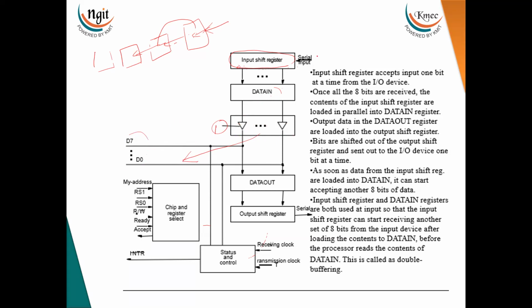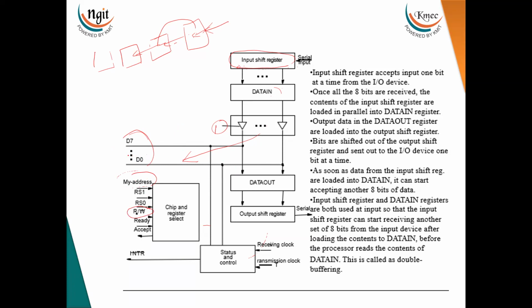Now we have seen how the serial data is converted into parallel and how the processor reads it. Now, if the processor wants to send the data, first it will place the data on the data bus, give the address, and give the write instruction.